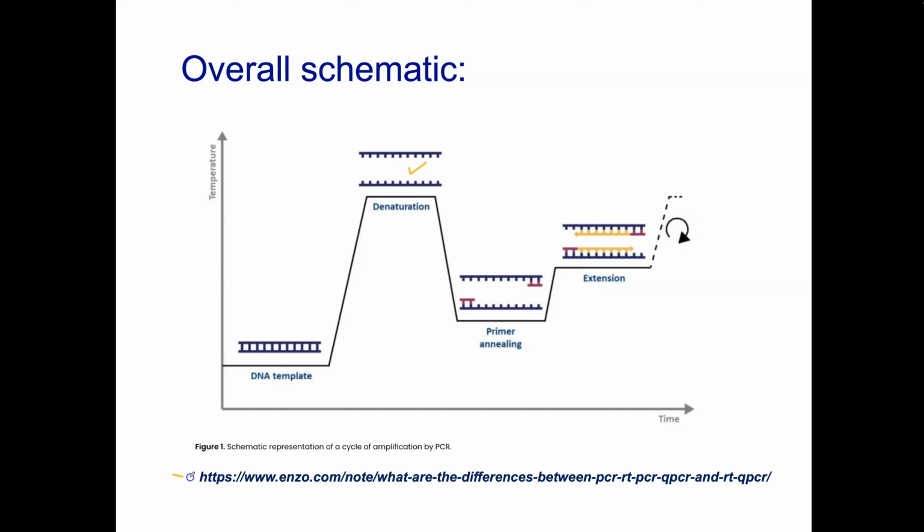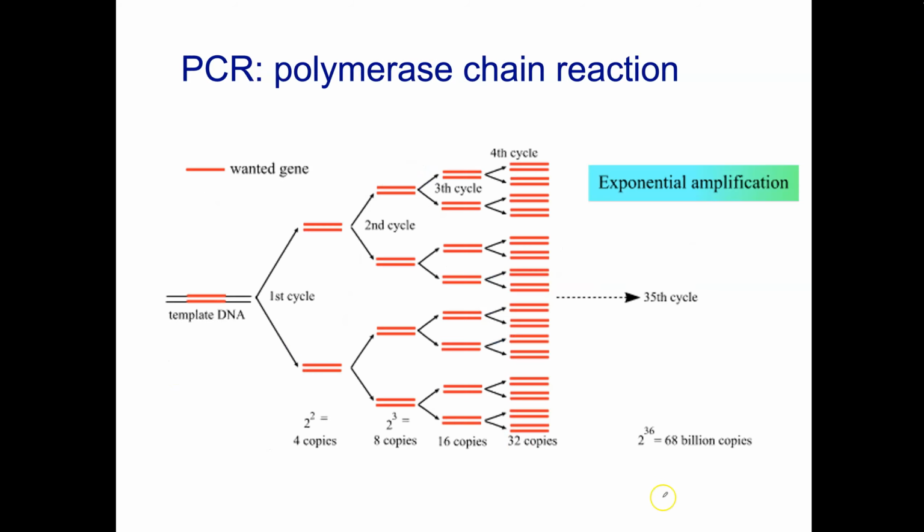Sometimes these commercial sites, I'm not advertising for them, they're selling products, but they also sometimes have very good explanations that are pretty clear about how the procedure works. Oh, and here it is, 68 billion copies, right? So theoretically, if you did 36 cycles and everything worked perfectly, you could end up with massive amounts.